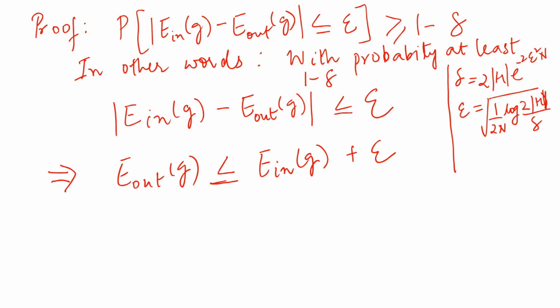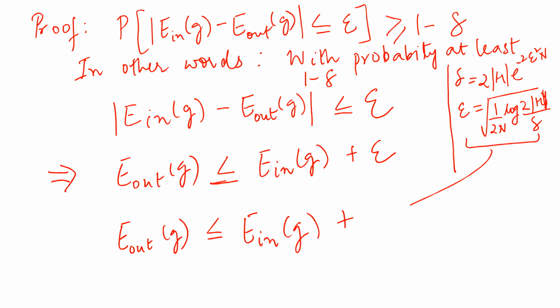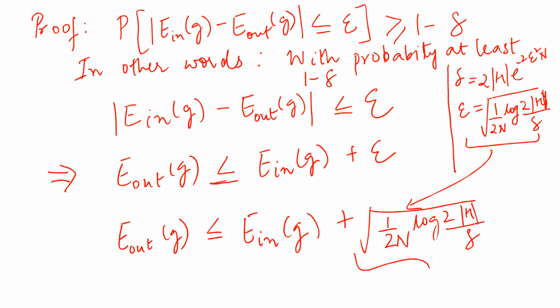Which means essentially we have a more tangible relationship between E out and E in. And why are we doing that? I'm coming to that in a second. Let me just write it down. This plus whatever epsilon we got here, this value will come here. And so we are going to have square root of 1 over 2n log 2|H| over delta. This term is known as the error bar.